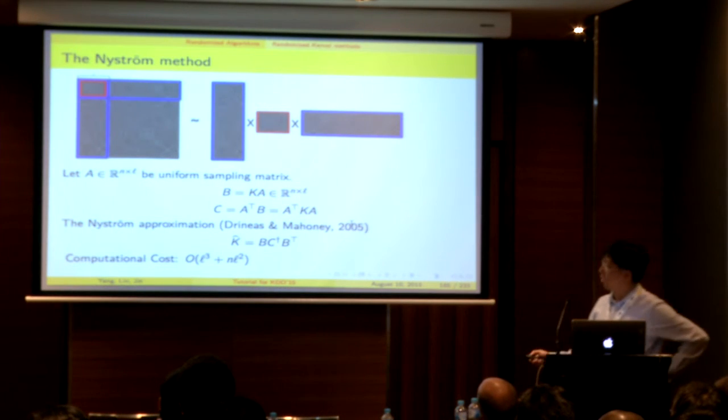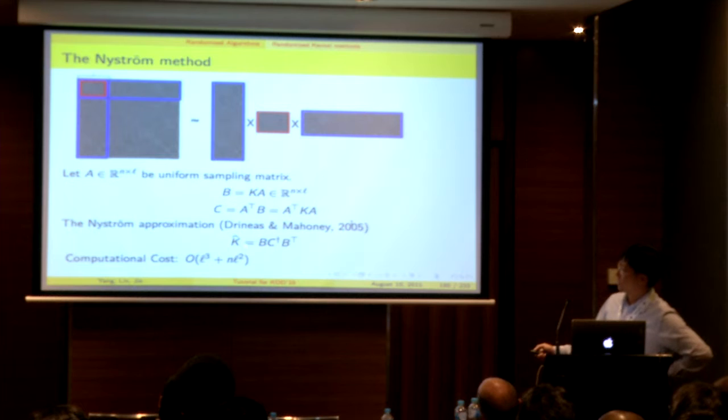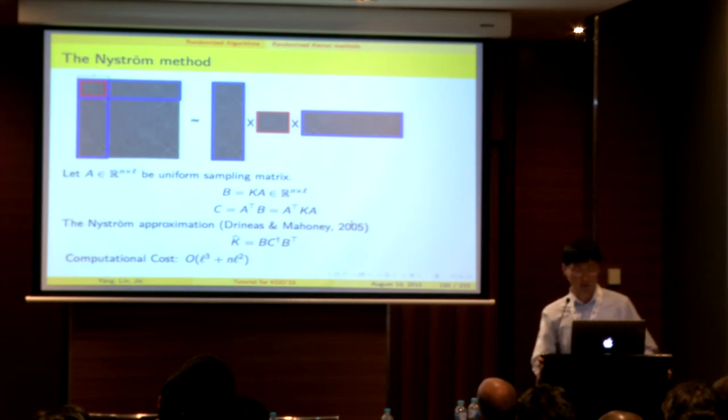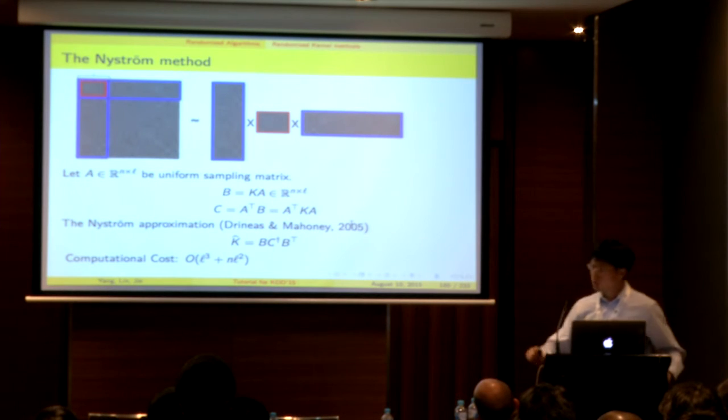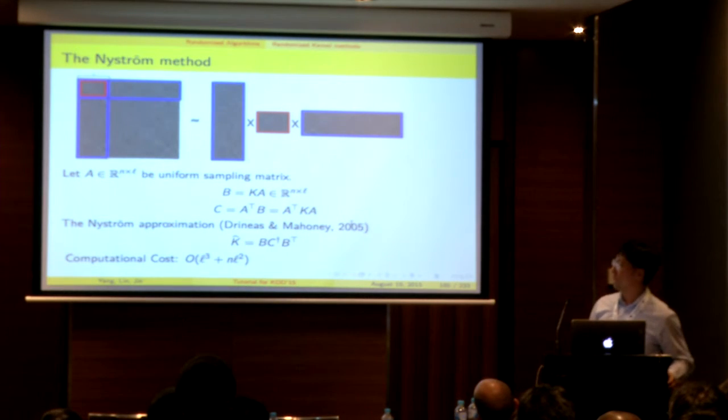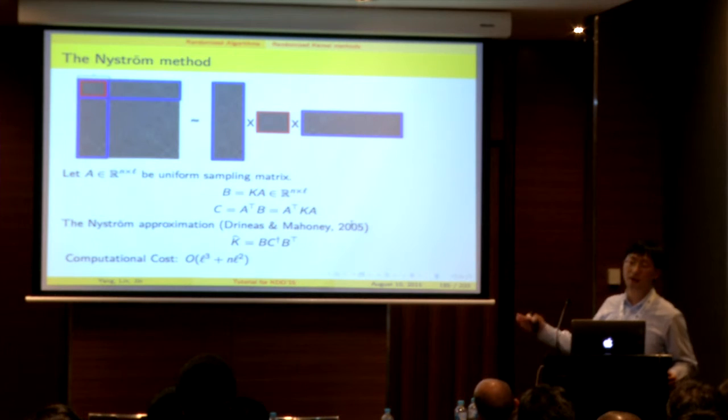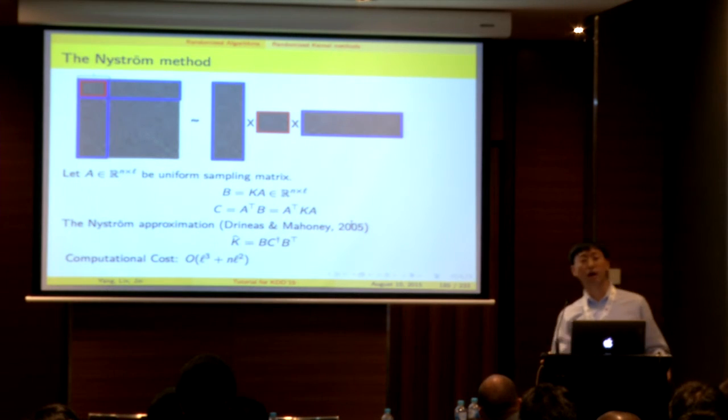So the computational cost of computing this approximation is L cubed plus n times L squared. If L is small and n is very large, this is much smaller than n squared. Okay? So this is the Nystrom method. After we obtain this Nystrom approximation, we can apply it to any kernel method.